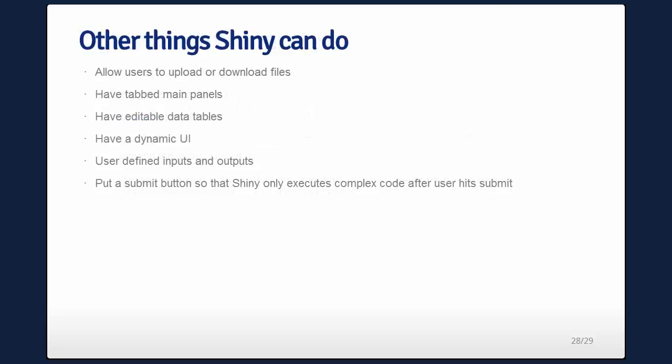Okay, so this is just a bare bones intro to Shiny. Some other things you can do: you can upload or download files from Shiny. You can have tabbed main panels. This is all within the standard UI.R function for tabbed main panels. You can have editable data tables. That's neat. You can have dynamic user interfaces, so based on values that you input, it can then show you new controls. You can have user-defined inputs and outputs, which is sort of like programming more Shiny functionality. And then you can put a submit button so that Shiny only executes code after the user hits submit, even for the first time. That's covered in the tutorial on Shiny 2 as well.